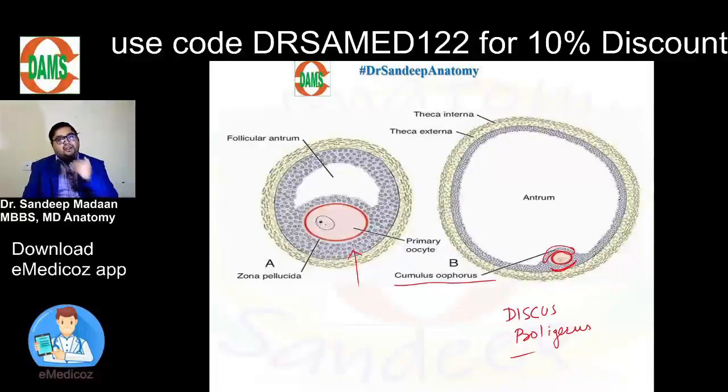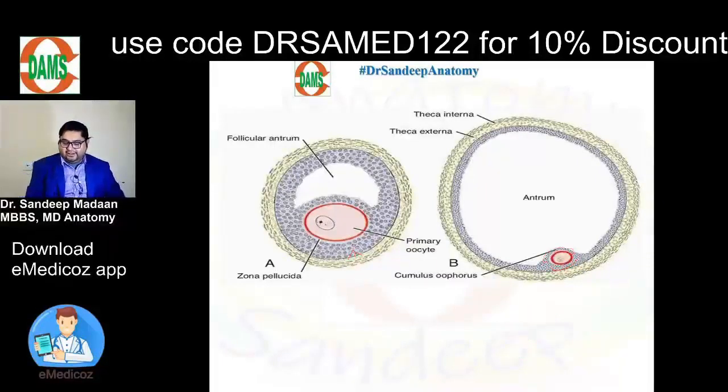Okay, and after that, the LH surge will come, and ovulation will take place. This primary oocyte, just at the time of ovulation, will immediately divide and become a secondary oocyte, and the secondary oocyte is the one which is ovulated. Secondary oocyte in rest is the structure which is ovulated. Is that okay? Yes, clear?